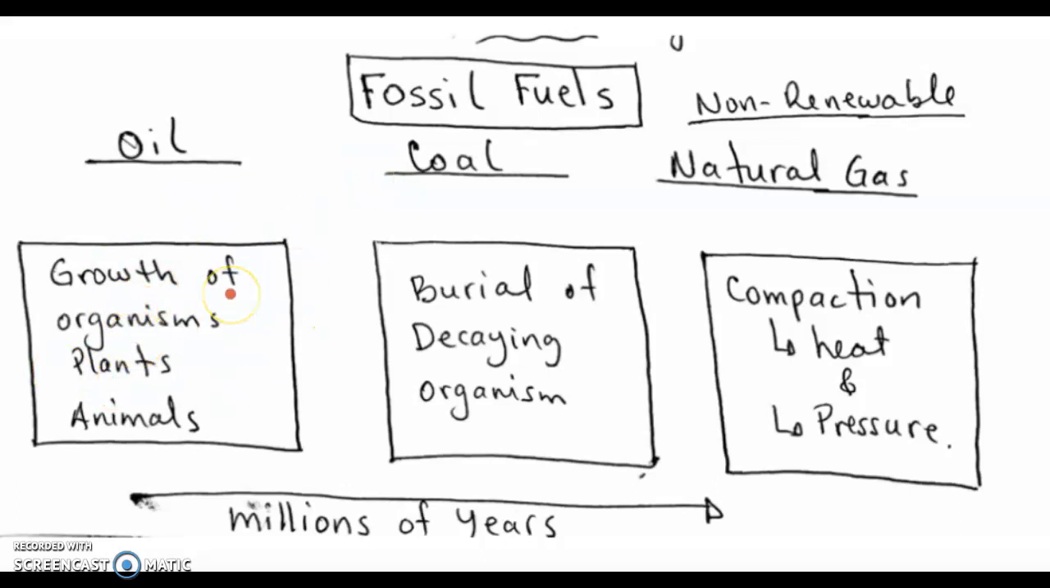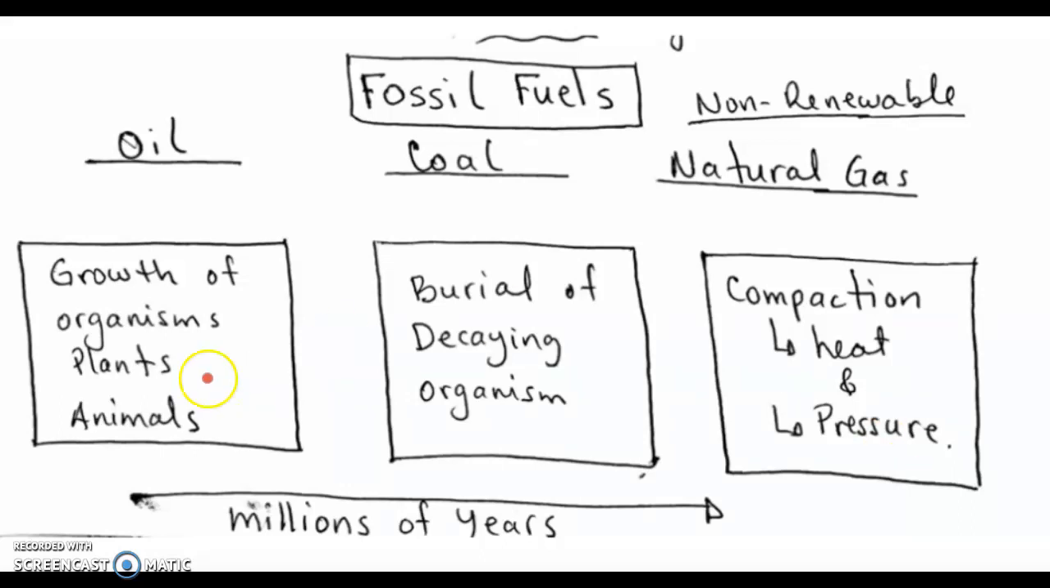The first step in the formation of fossil fuels is the growth of organisms. So we need plants and we need animals to be able to create oil, coal, and natural gas. Then these animals and plants get buried, and then we call them burial of decaying organisms. After they get buried, then the weight of the sediments and the number of layers start creating some compaction. So you have heat and pressure acting on the decaying organisms, and then you have the production of coal, oil, and natural gas.